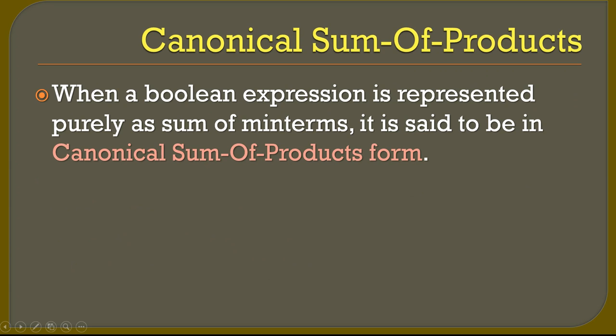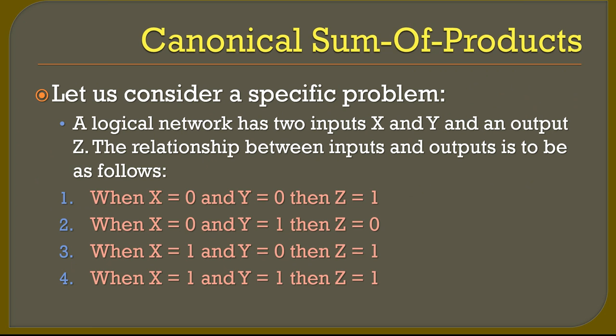When a Boolean expression is represented purely as a sum of min terms, it is said to be in canonical sum of products form. So you will have only min terms, and we combine all that, you can call it canonical sum of products. Now we'll see an example.